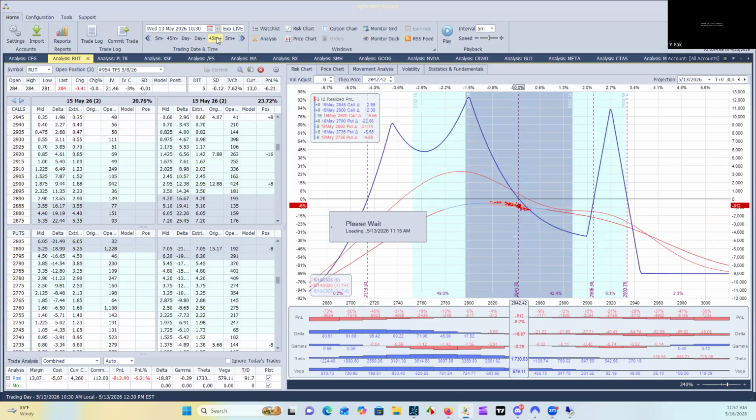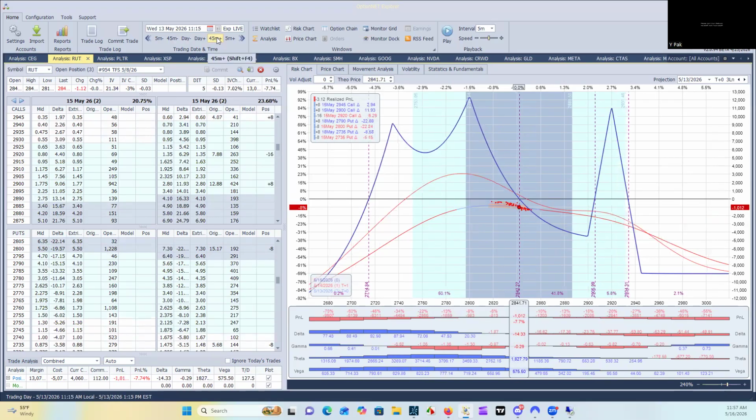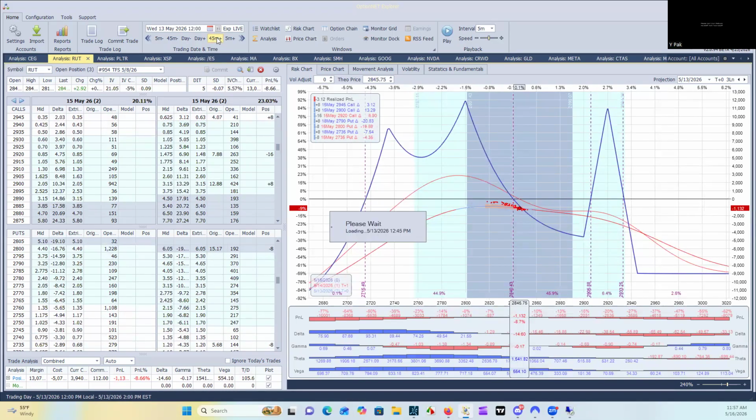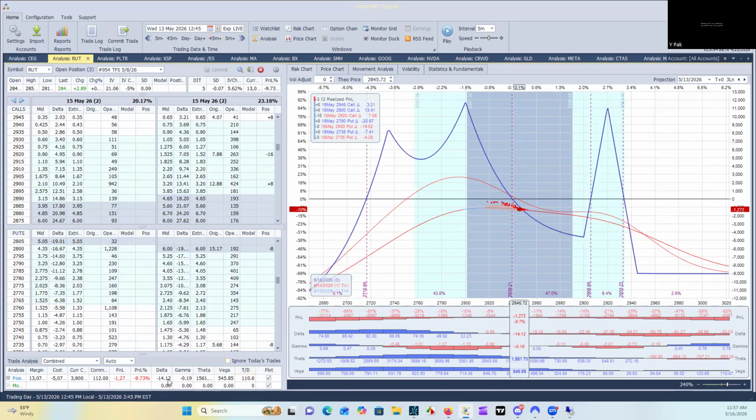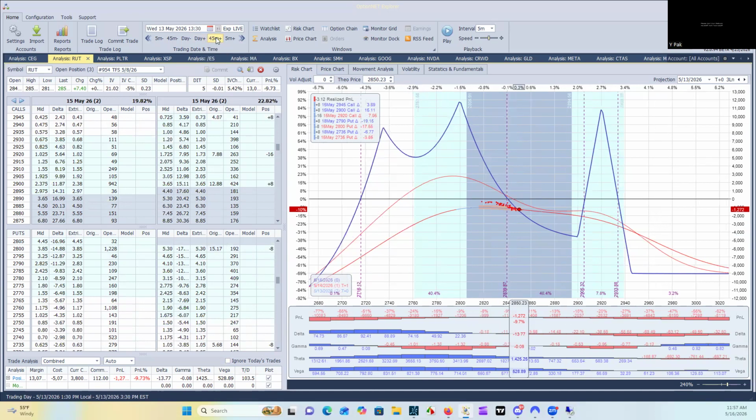So down 800, down 1,000 now because it continues to go up. You can see the delta is now negative. So if it goes up, it's going to hurt us. Like I said, time decay is counteracting that, is helping us, but it depends on how fast it goes up. Okay, I think it goes to Thursday now.